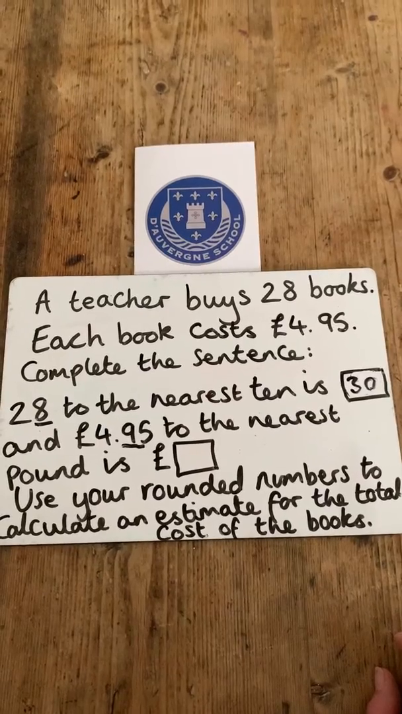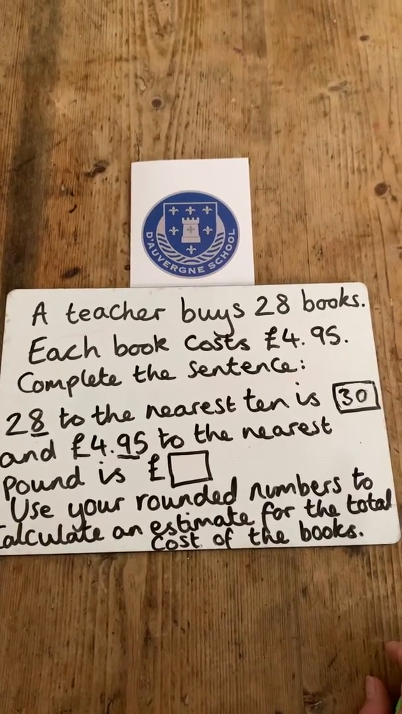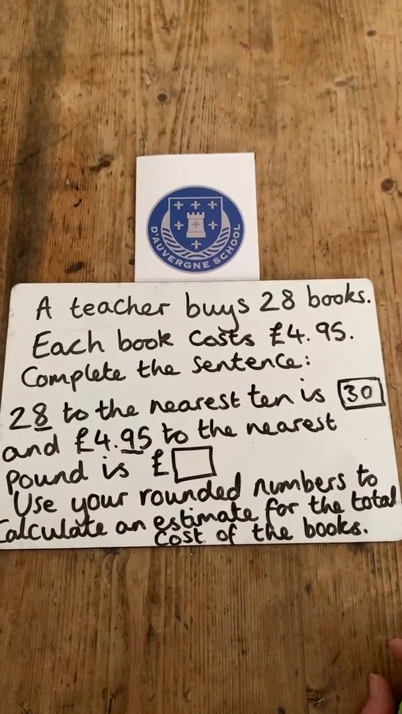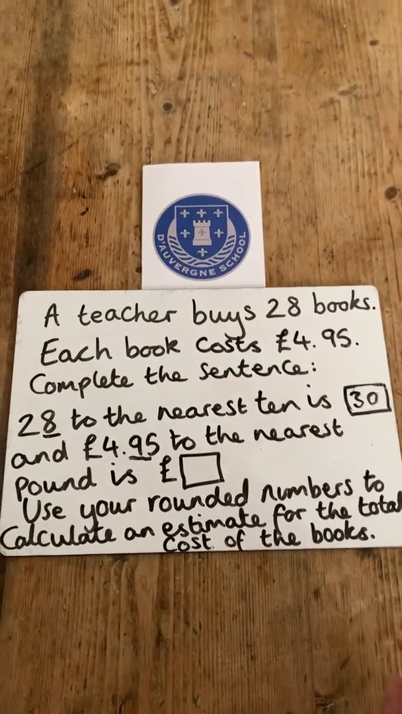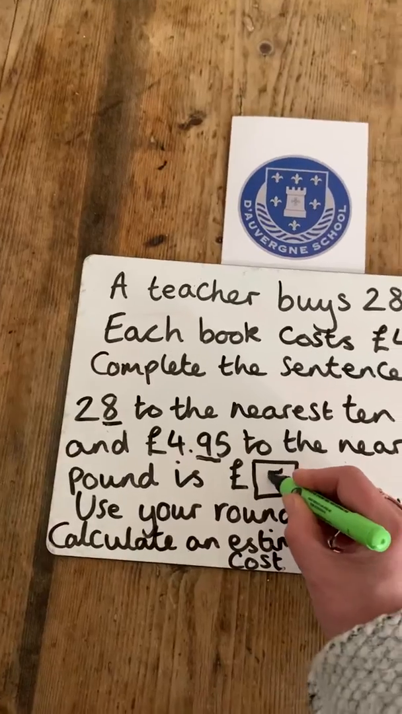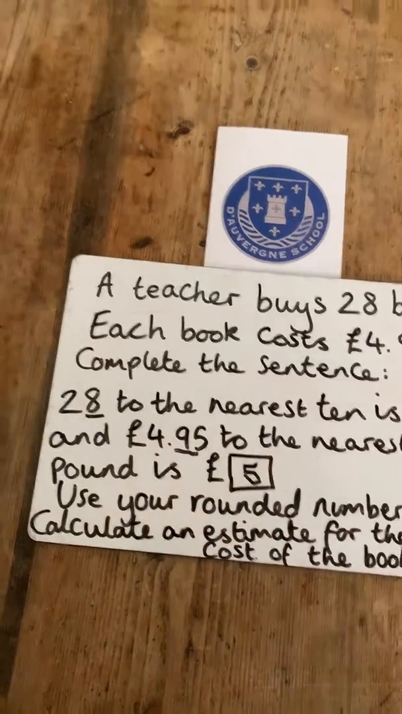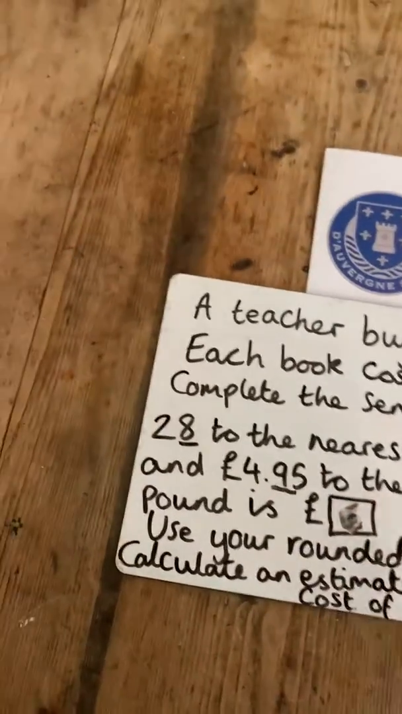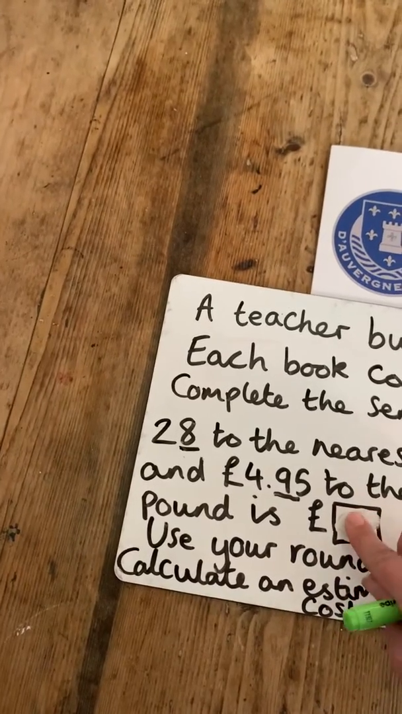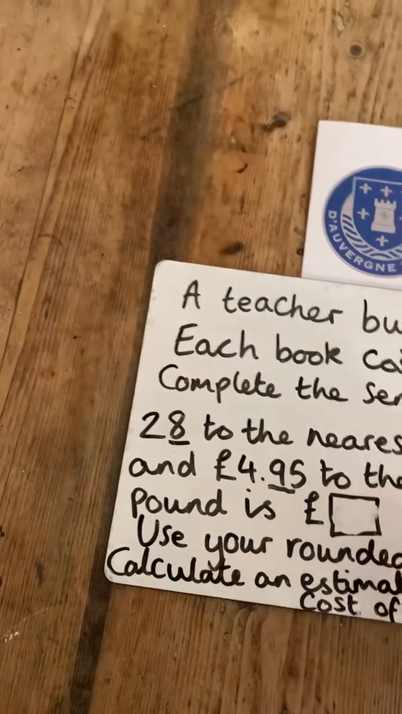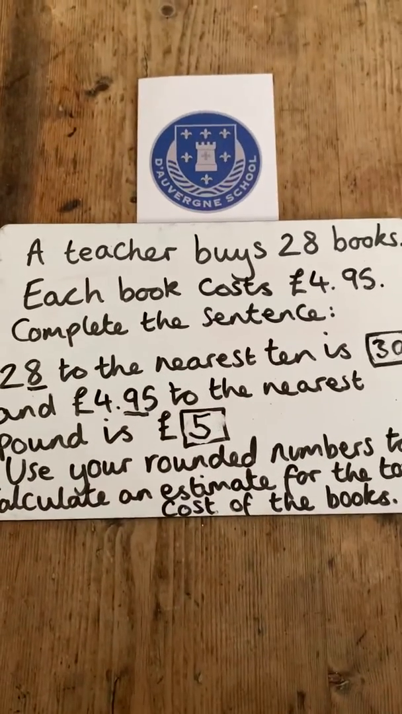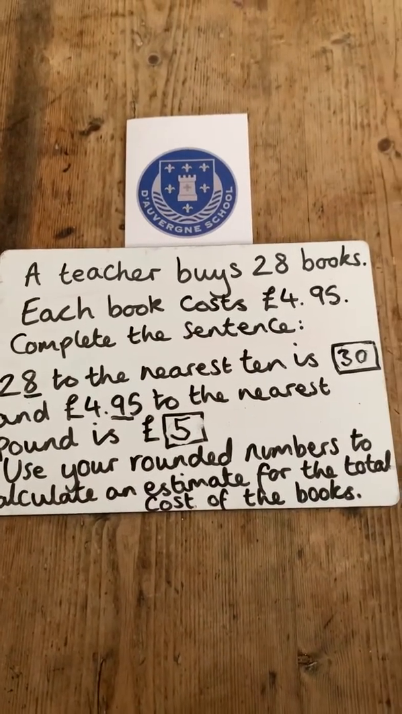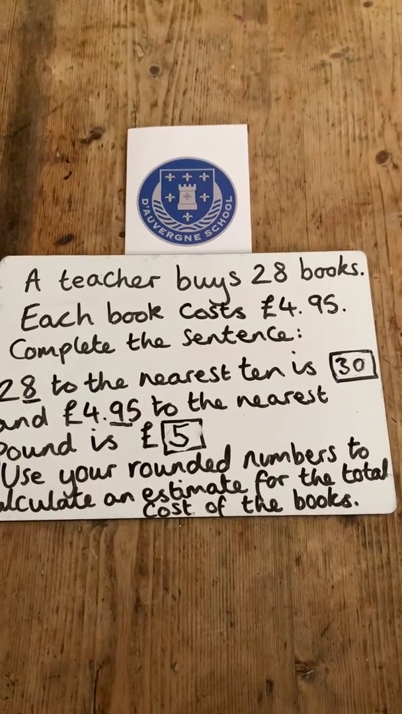Okay, so thinking of our rhyme, 1, 2, 3, 4, round down, 5, 6, 7, 8, 9, round up. So that 9 is going to make £4.95 rounded to £5. Let's rub that off so it's clear. There we go. So use your rounded numbers to calculate an estimate for the total cost of the books.